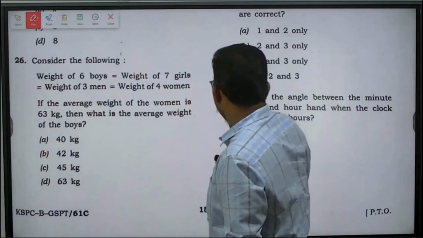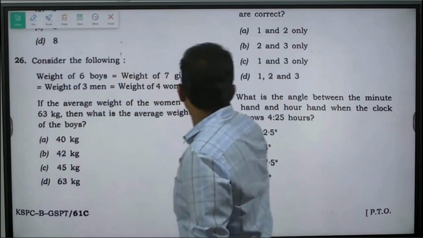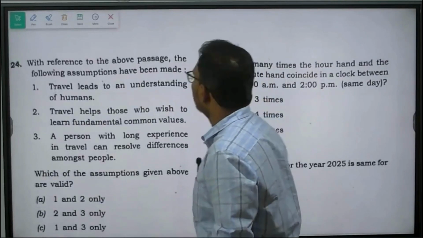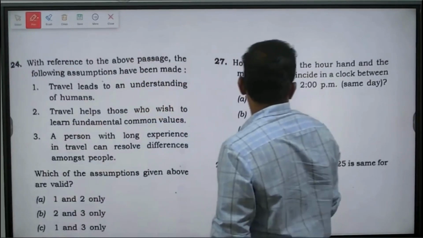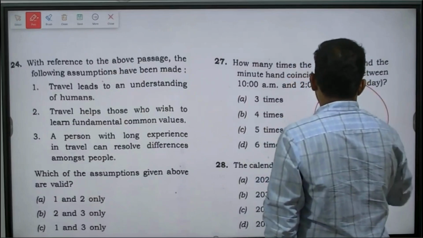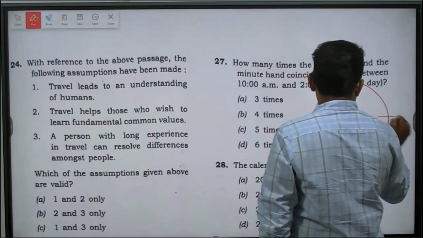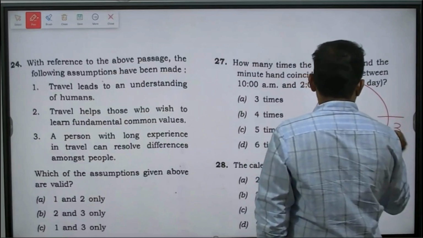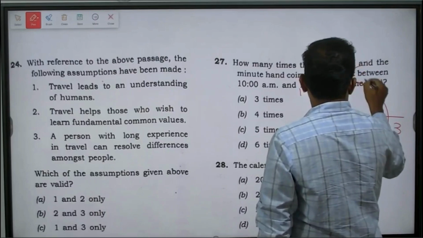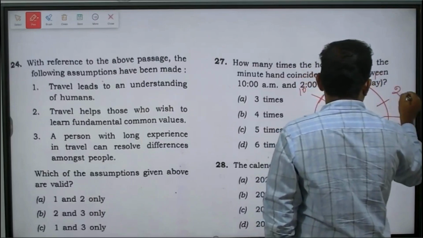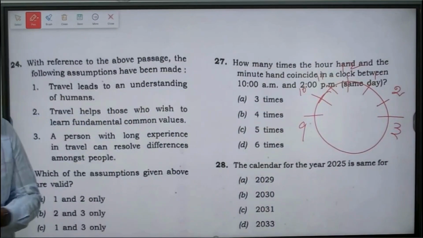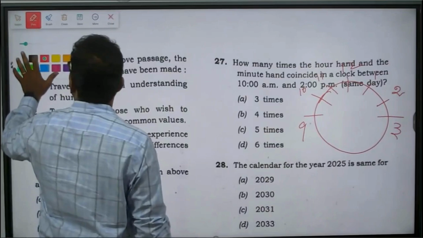Go to the next. Okay, this is simple. This is just a mix of common sense and your brain. Between 10 a.m. and 2 a.m., how many times do your hour hand and the minute hand intersect?